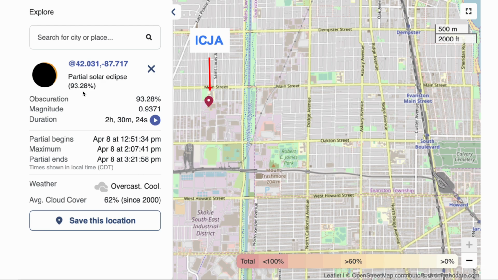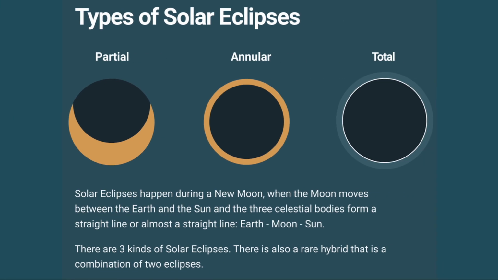Totality is going to be a little bit farther east of us. So it's a little bit unfortunate, but there's still a lot of really cool things to see with a partial eclipse that has this much coverage. There are a bunch of different types of solar eclipses you should be aware of. What's happening is a total eclipse across a broad part of the United States. What we're going to see is the partial eclipse, along with a lot of other people.